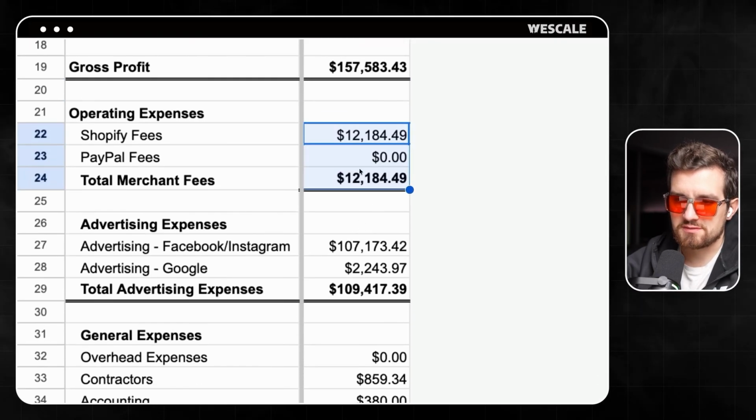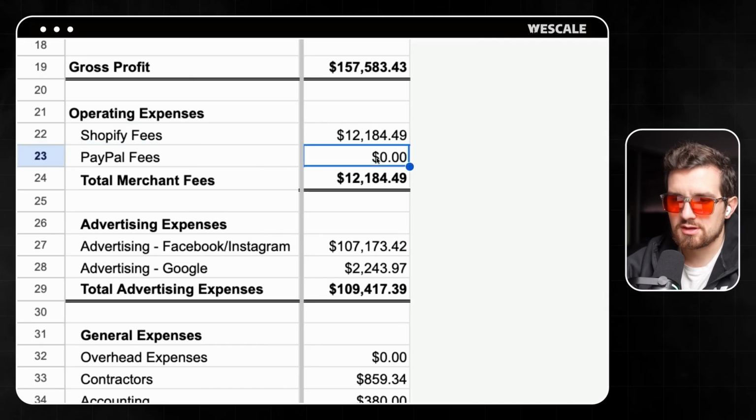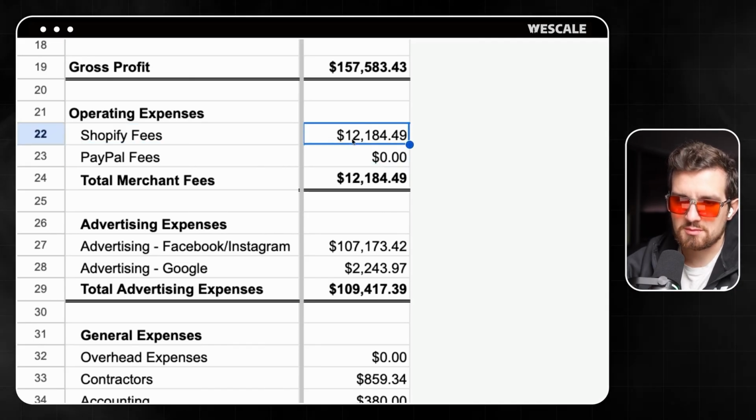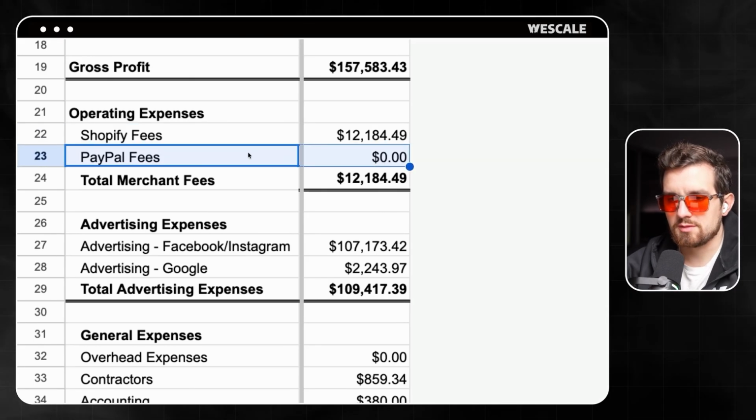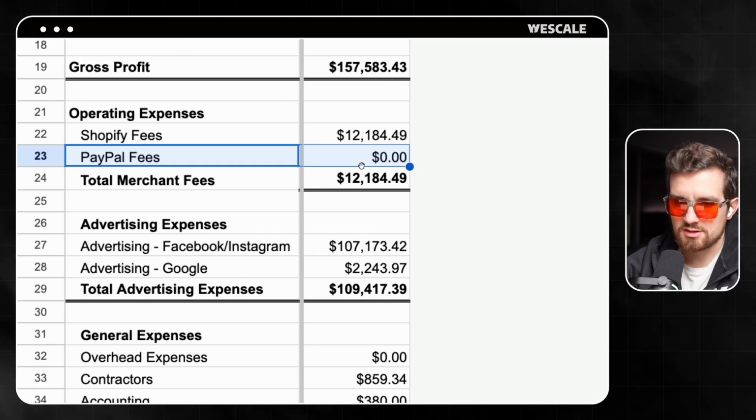So our transaction fees were $12,000. And the reason that PayPal says zero here is that PayPal is now integrated with Shopify payments. So they all run through the same. But if you didn't set up PayPal, by the way, make sure to set that up if it's available in your country. About 40 to 50% of our sales come through that because it's such a trusted name.